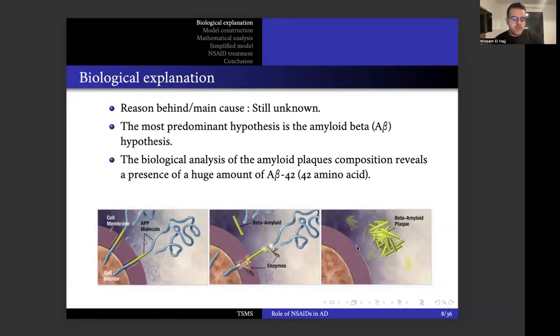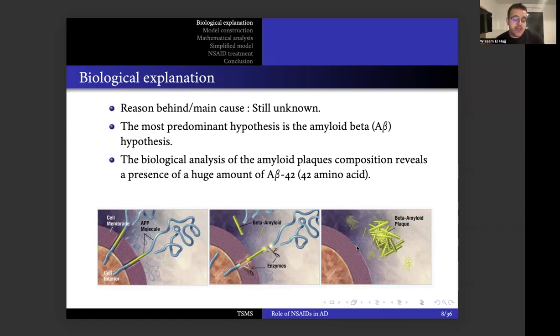So, the first question that we usually ask ourselves when we have a disease is, what is the reason behind this disease? Promise, I still have one slide of biology. This is the last slide of biology, promise. So I will start with the math, but just to explain the context: how does it start? What is the main cause? Why does it happen? The reason is still unknown.